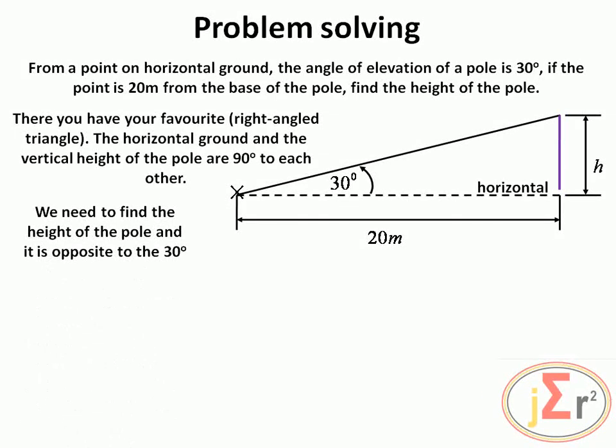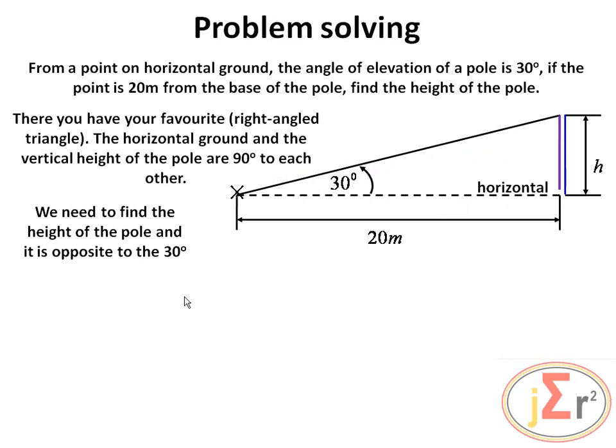We need to find the height of the pole, and it is opposite to the 30 degrees. So this is 30 degrees, and the height of the pole is opposite to it. Usually this is how we indicate our opposite, with the line going from the angle to the opposite side. So this is your opposite side, which is the height.